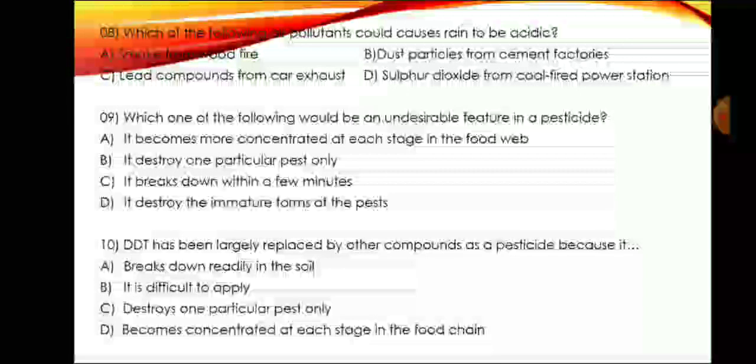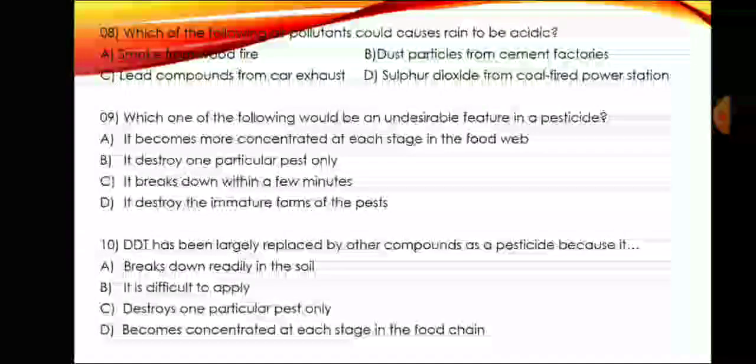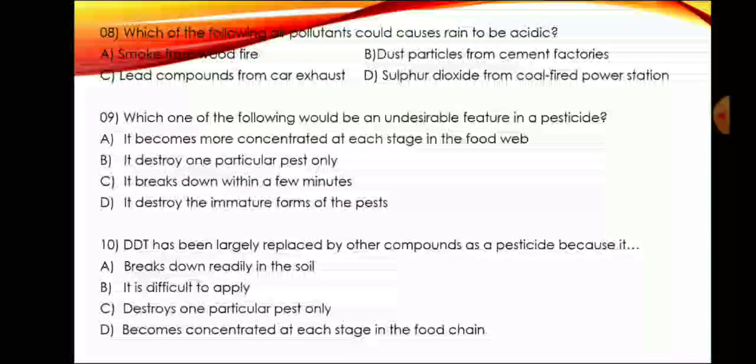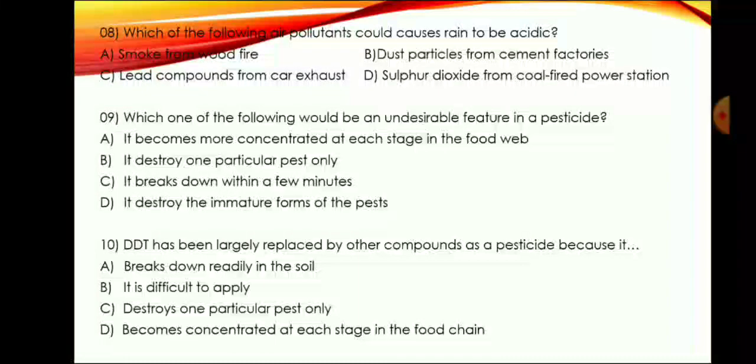Next question is, which one of the following would be an undesirable feature in a pesticide? The options are number A, it becomes more concentrated at each stage in the food web. Number B, it destroys one particular pest only. Number C, it breaks down within a few minutes. And number D, it destroys the immature forms of the pest. So the correct answer is number A. It becomes more concentrated at each stage in the food web.